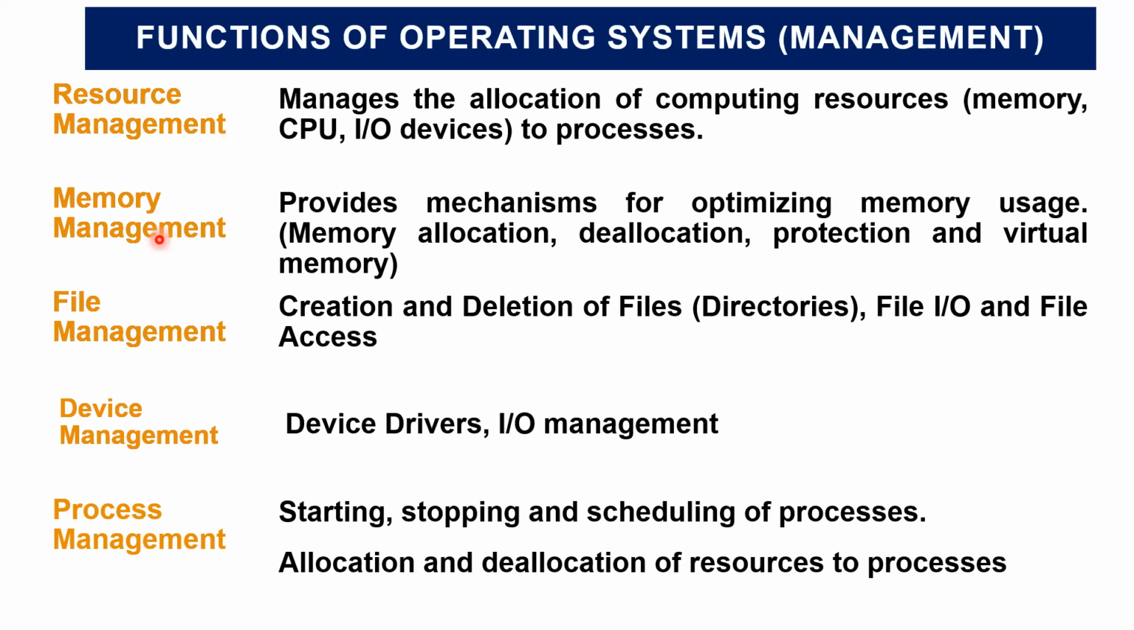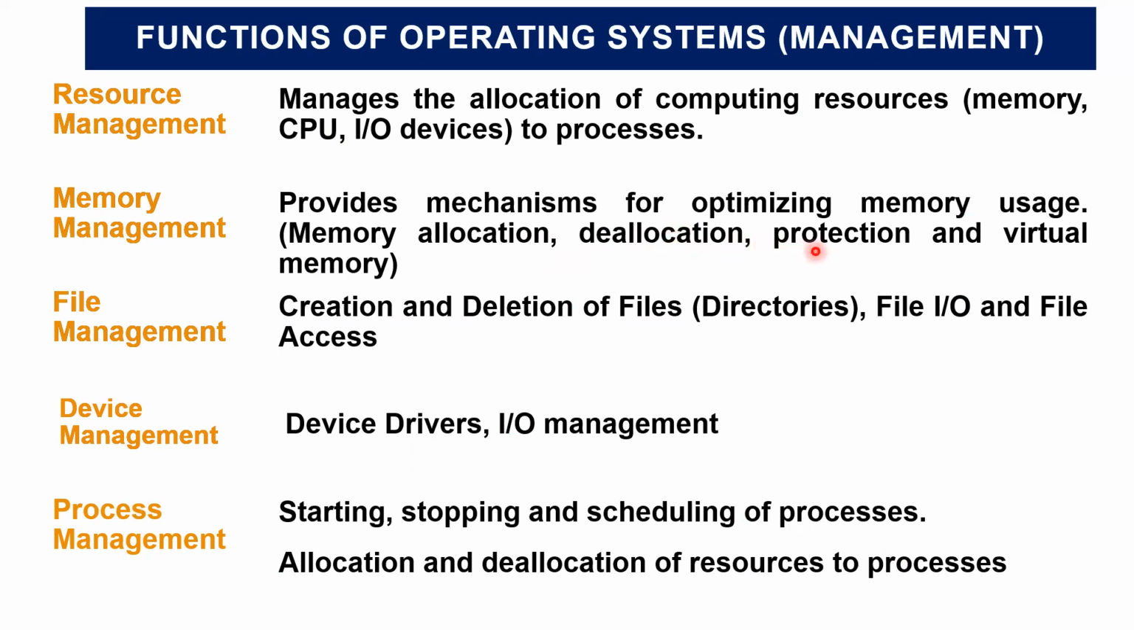And the next functionality is memory management. We have different types of memory, including the cache memory, main memory or RAM, and also the hard disk. Operating system provides mechanisms for optimizing the usage of the memory by the programs that are currently running. It includes functionalities like memory allocation, deallocation, protection, and also virtual memory. Whenever a process requires memory, the operating system should allocate memory, and when the process's execution is completed, whatever memory was allocated to the process has to be deallocated.